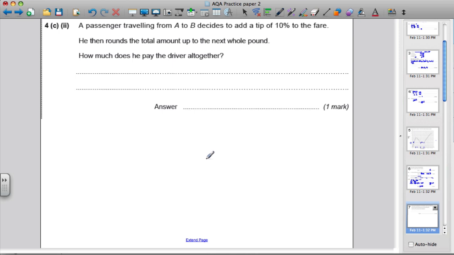Okay, question 4C. A passenger travelling A to B decides to add a tip of 10% to the fare. He then rounds the total amount up to the nearest whole pound. How much does he pay altogether?